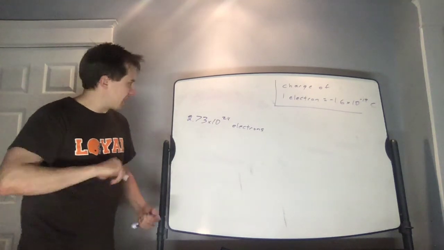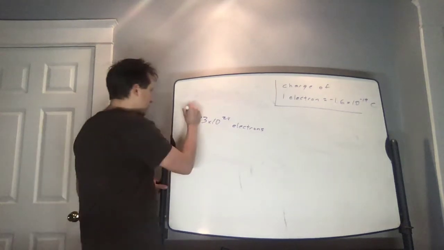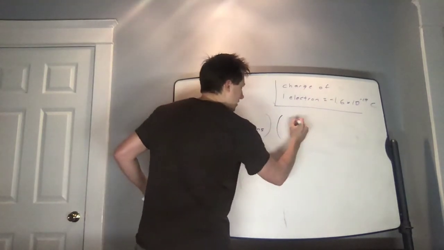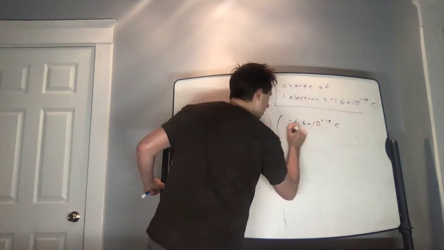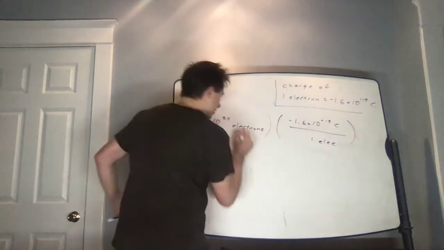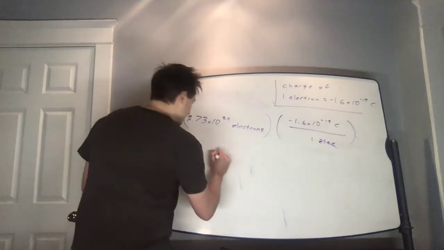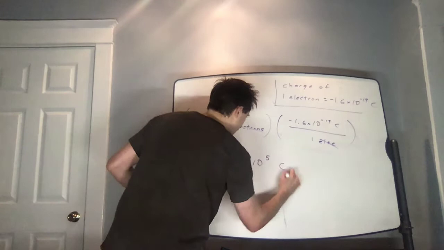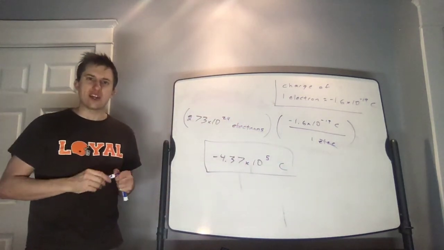Or we could just say, if I have 2.73 times 10 to the 24 electrons, and the charge of one electron is negative 1.6 times 10 to the negative 19 coulombs per one electron, then I could cross out those units, and when I multiply these numbers together, I get negative 4.37 times 10 to the 5th coulombs of charge. And this is the amount of charge that went through my Xbox over the weekend.